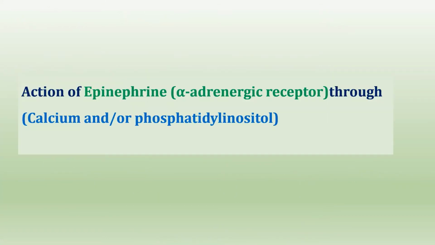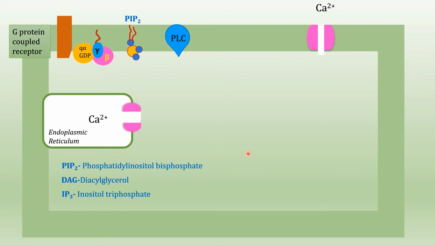Now let's see how epinephrine acts through the calcium and phosphatidylinositol pathway. This is a schematic representation of a cell showing cytosol and cell membrane. This is the endoplasmic reticulum having a calcium reservoir in it. This is a calcium channel. This is a G protein coupled receptor associated with G protein having alpha, beta and gamma subunits. This is phosphatidylinositol bisphosphate. This is the effector phospholipase C, and this is a calcium channel.